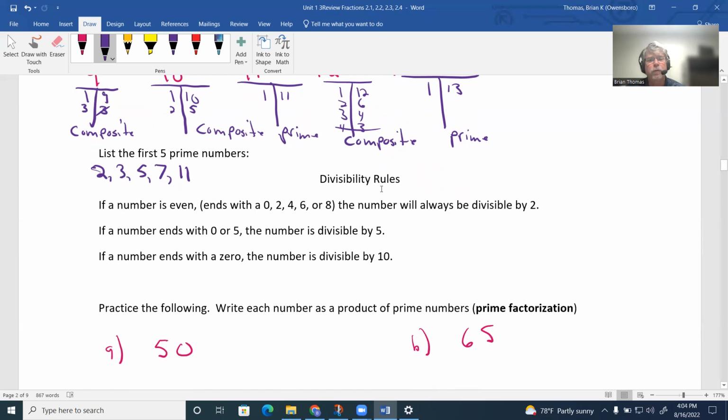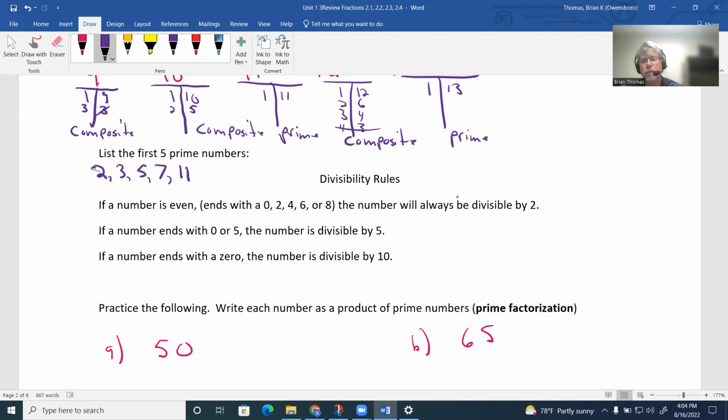So divisibility rules, what we're talking about there is, how do we know if a number goes into another number evenly? If a number is even, in other words, if it ends in a 0, 2, 4, 6, or 8, that number will always be able to be divided by 2. So that's one of the divisibility rules.